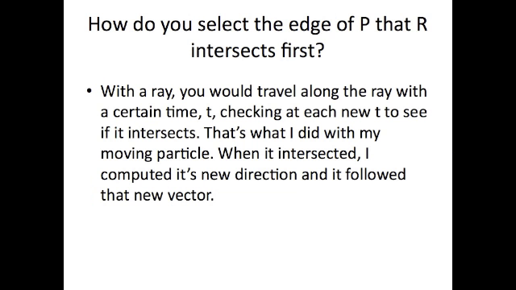To select the edge of the polygon that R intersects first, you travel along the ray with a certain time t, checking at each new t to see if it intersects with any of the edges of P. So I iterated through my edges and did the collision detection. And then when it intersects, you compute the new direction of it and follow the new vector.